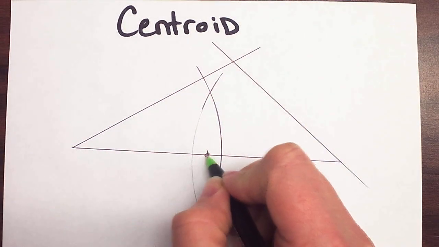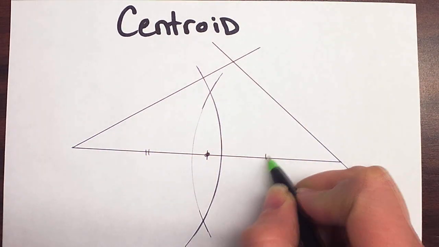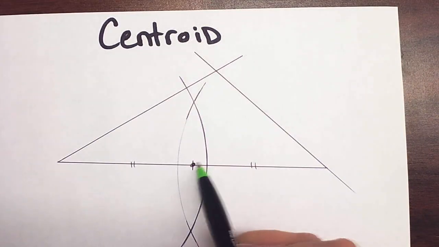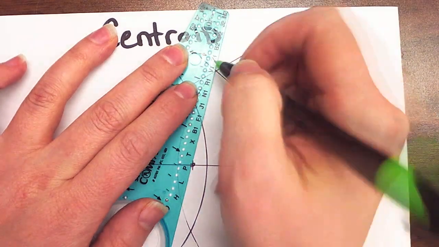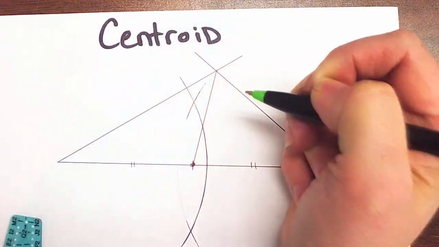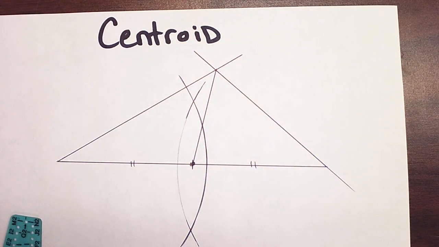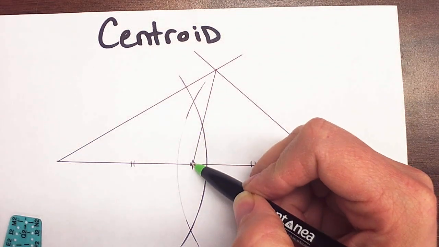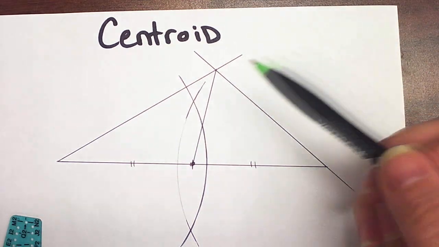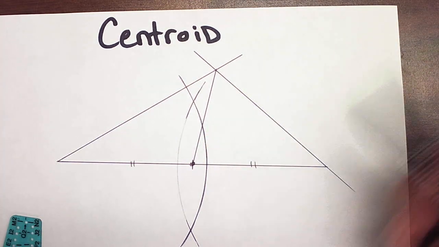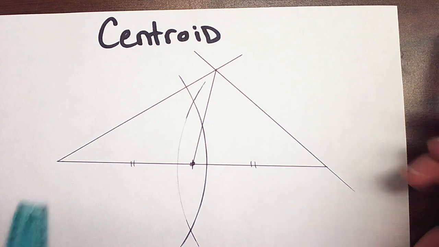Now that I have my midpoint, I can connect this midpoint to the opposite vertex in order to create a median of the triangle. So that line from this midpoint to that vertex is called a median. I need to do that 1 or 2 more times in order to construct the centroid.